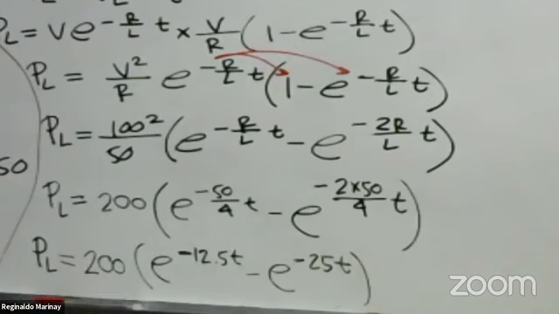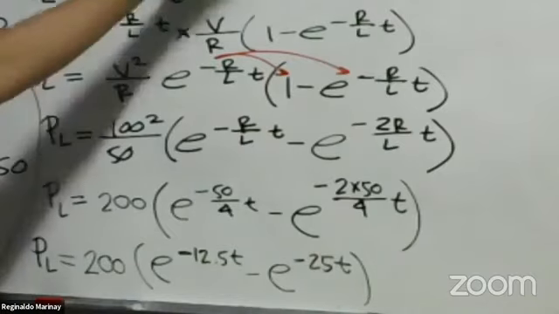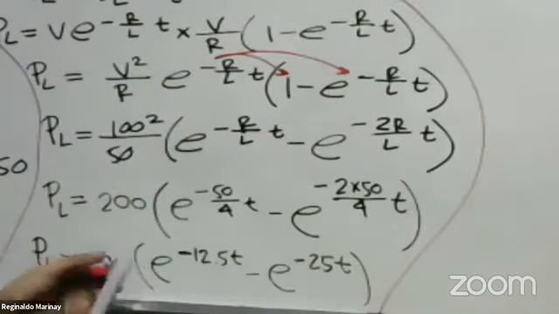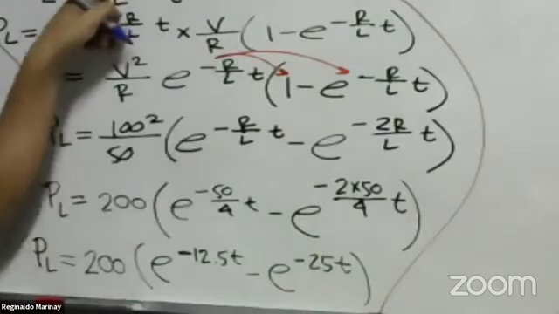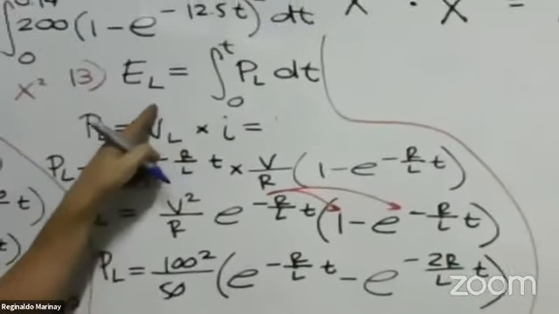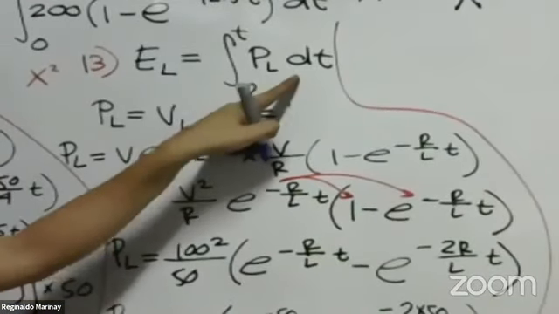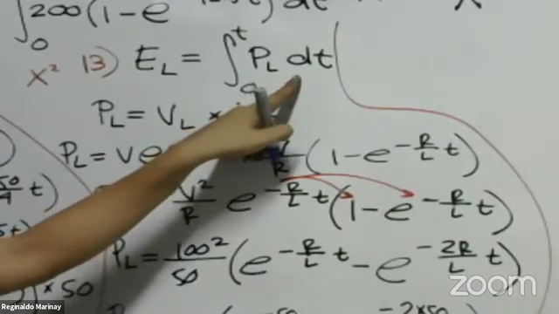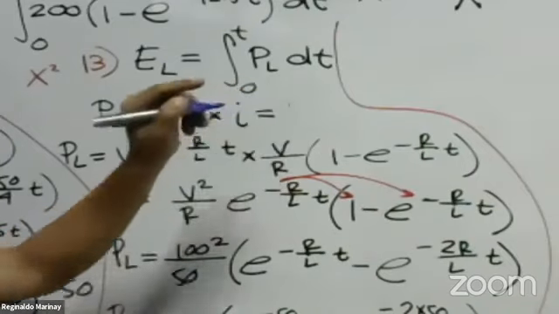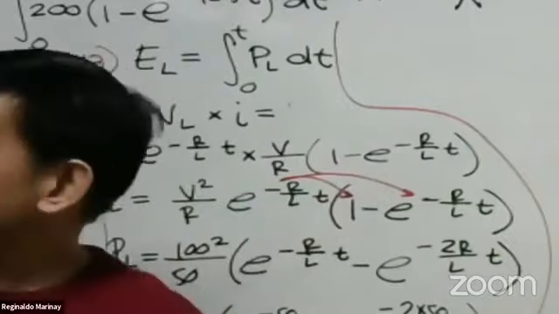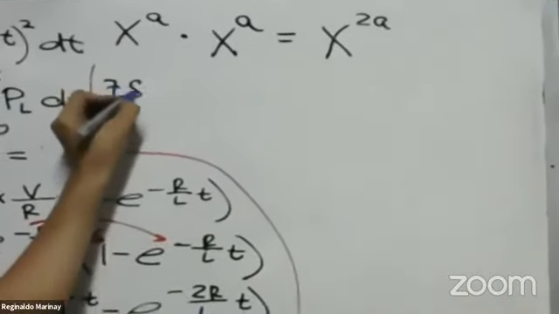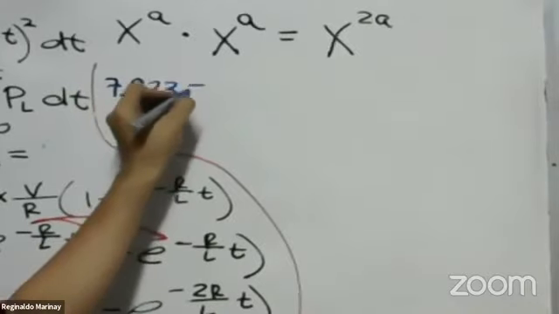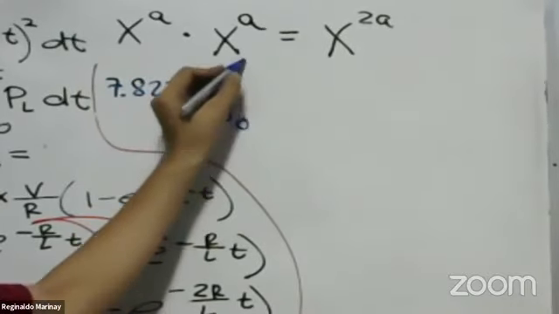Now, I will have it here. So our energy, take a look here, this one. EL is equal to integral of PL dt. What is our EL equal to? 7.823 joules. That is equal to the integral from 0 to t.